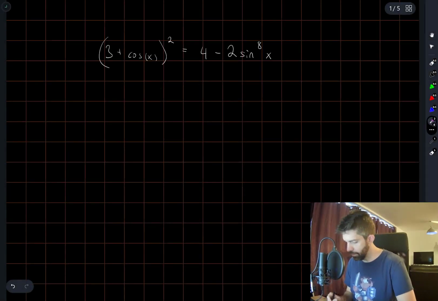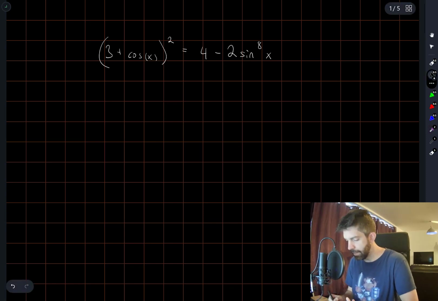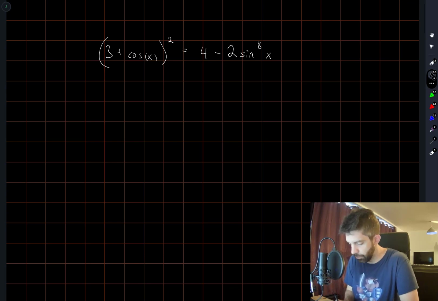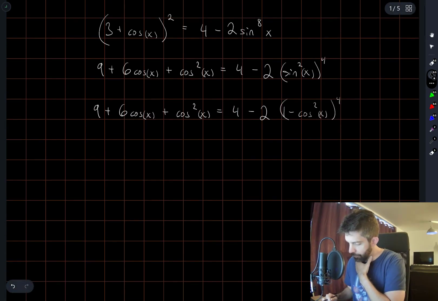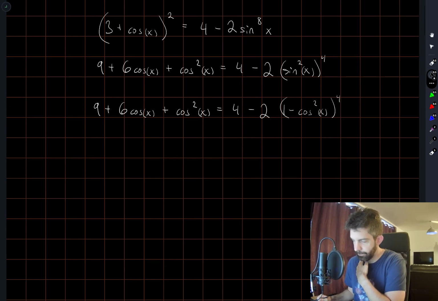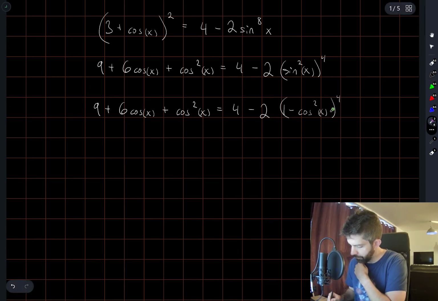So the first thing I'm going to do is, I don't want to see both cosine and sine all over the place. So I'm going to replace the sine to the 8x. This can be written in terms of cosine x. I'll also expand the left-hand side because I think it'll be nicer to have this written out in terms of cosine x. Now that I do this, this actually looks pretty nasty because I'm going to have cosine x raised to the power of 8 here.